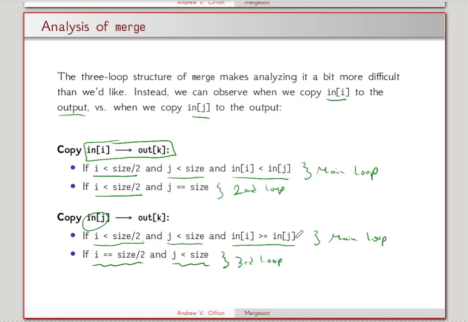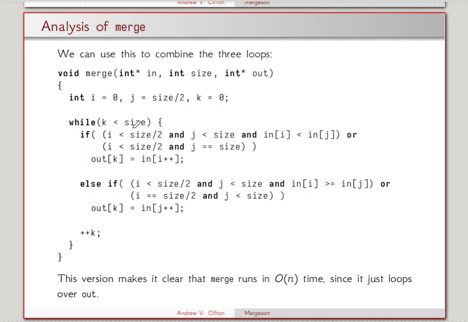So the idea is we can smash all this together into one big if-else-if inside of the loop and then eliminate the two extra loops. So in here we're saying, what are all the situations where we copy from the left-hand side to the output?